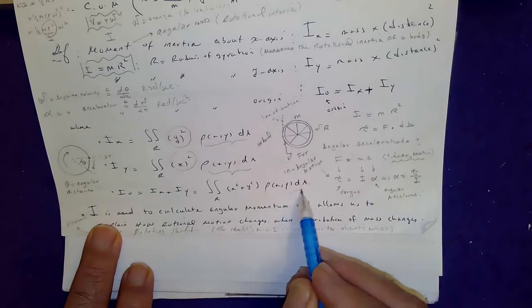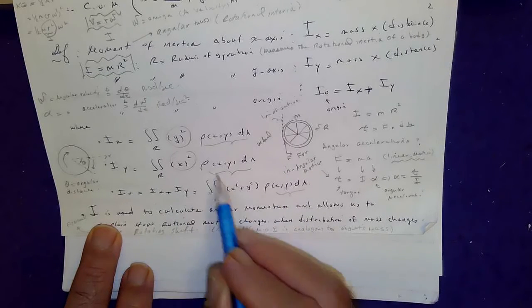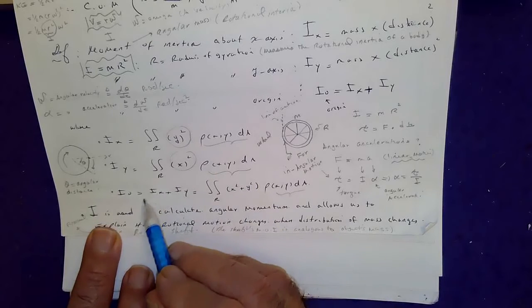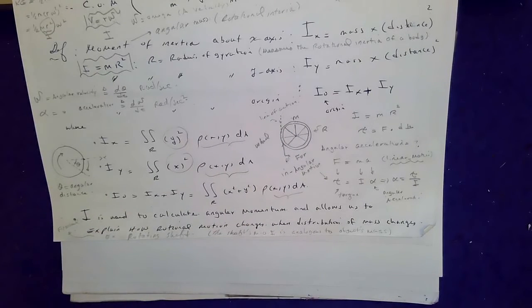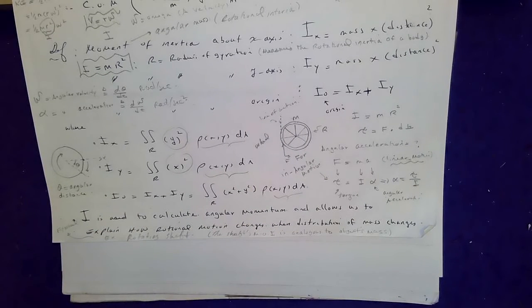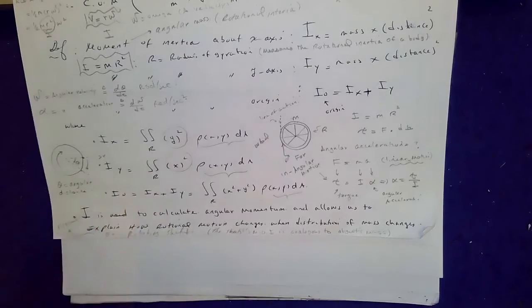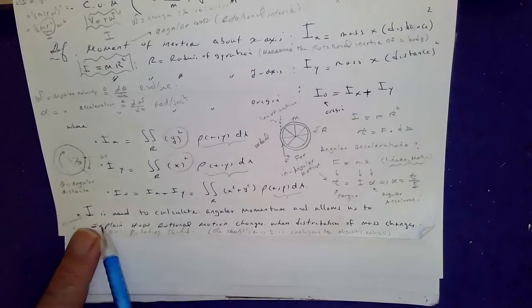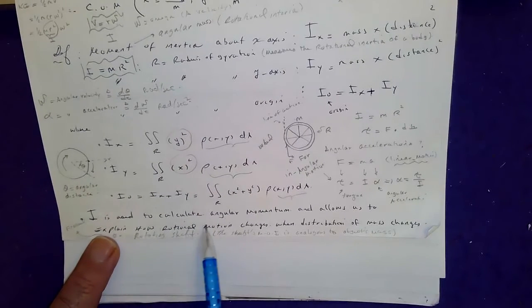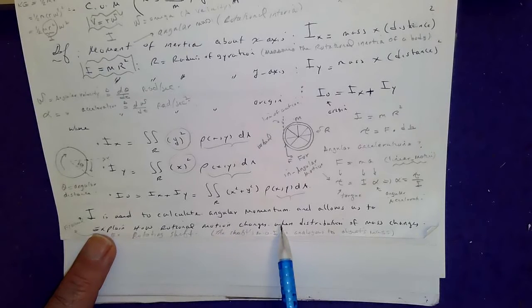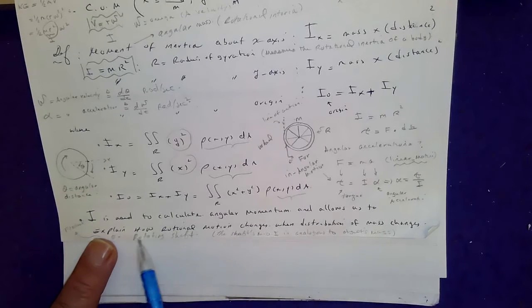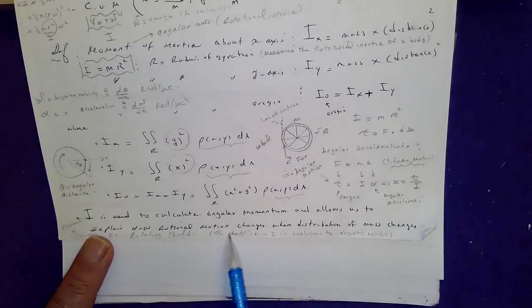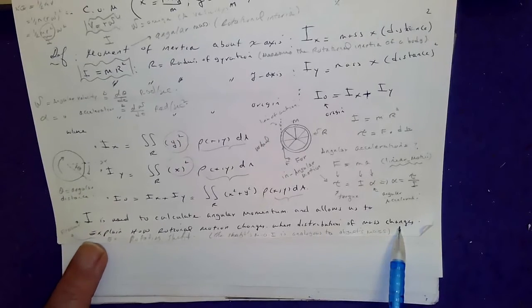Double integral of mass times x squared plus y squared gives you the moment of inertia about the origin. So moment of inertia is used to calculate angular momentum and allows us to explain how rotational motion changes when the distribution of the mass changes.